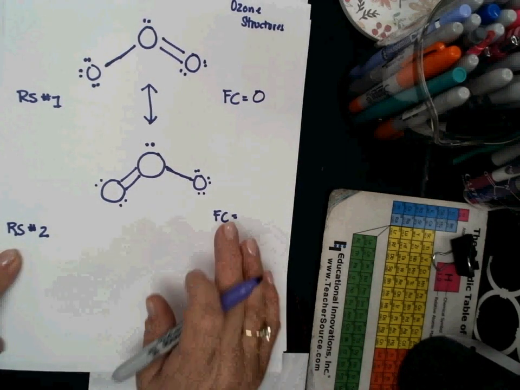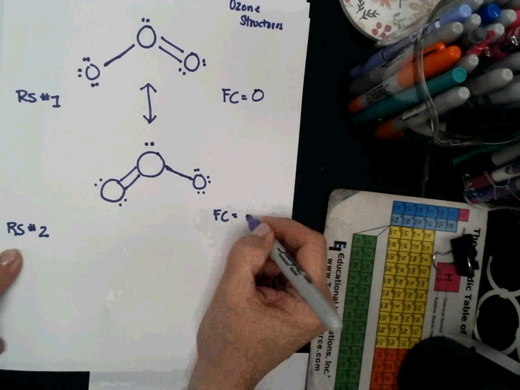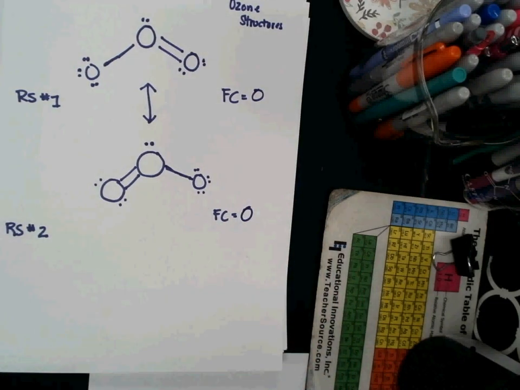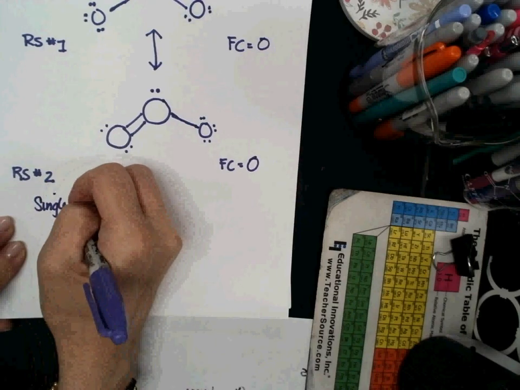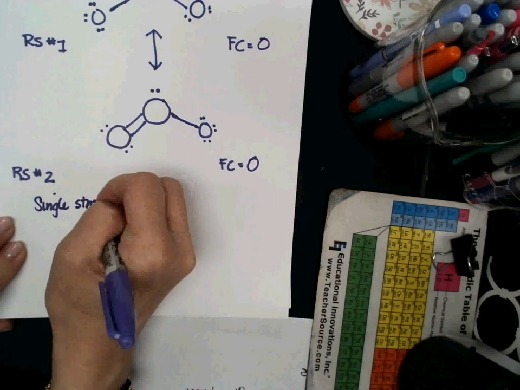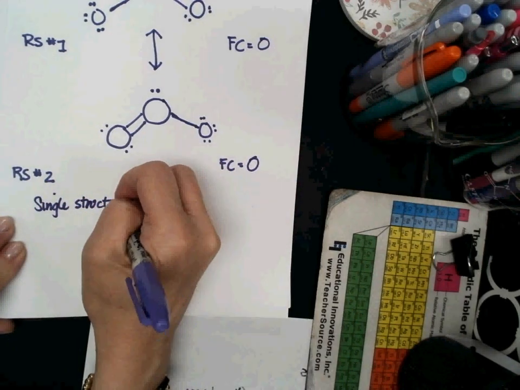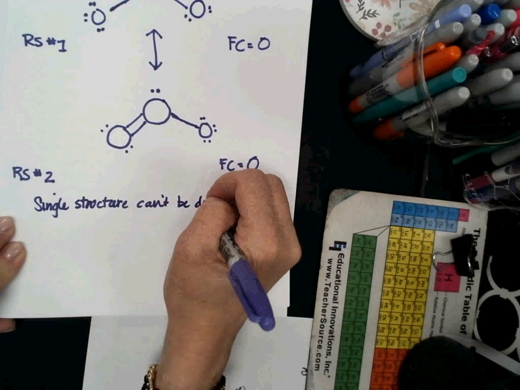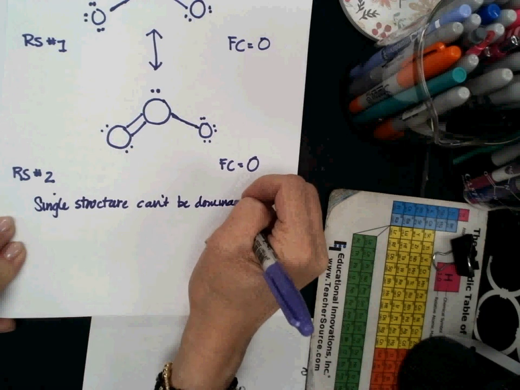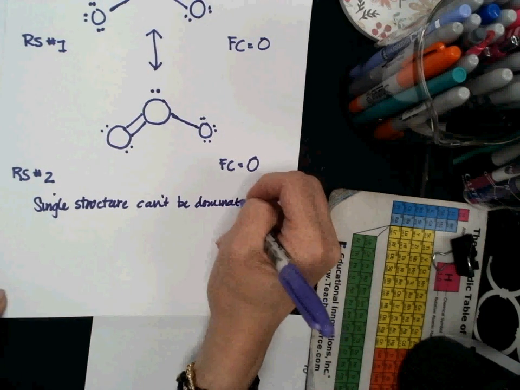Haley, what did you guys get for formal charge on the other one? 0. So both of them have a formal charge of 0, so that really doesn't help us out at all. So when you get to a point like that, you can say that a single structure can't be dominant. Why not? Look at those. Why isn't one dominant? Because they're the exact same thing.